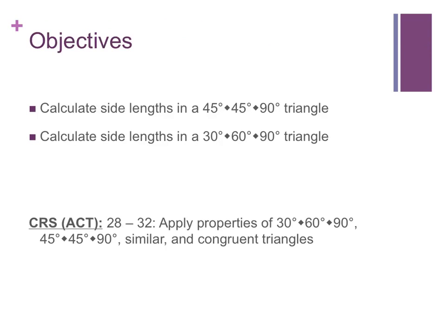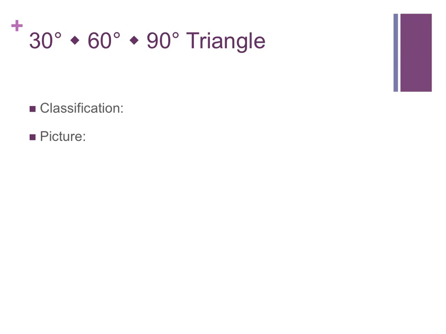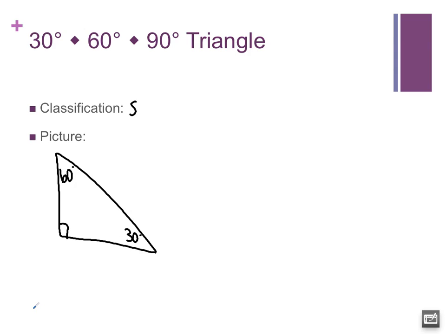Okay, so we just did 45, 45, 90. Now we're going to do a 30, 60, 90. Start by drawing yourself a picture. We have a 30-degree angle and a 60-degree angle. Because all the angles are different, all the sides are going to be different. So this is a scalene right triangle.